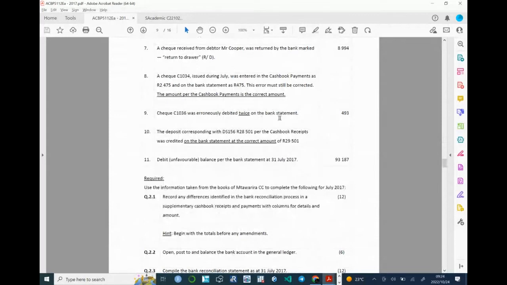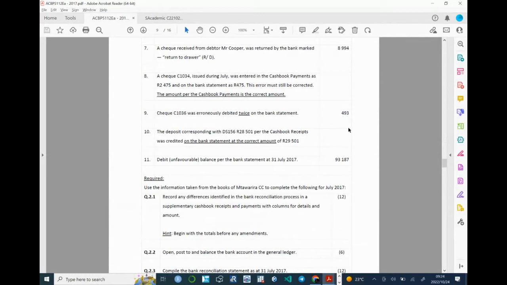So on the bank statement, there's the amount. They've given us the amount there, 493. So if it was debited twice, that means we need to credit it once. Again, this is an error on the bank side, so this should be rectified in the bank recon. That's going to be a positive amount.